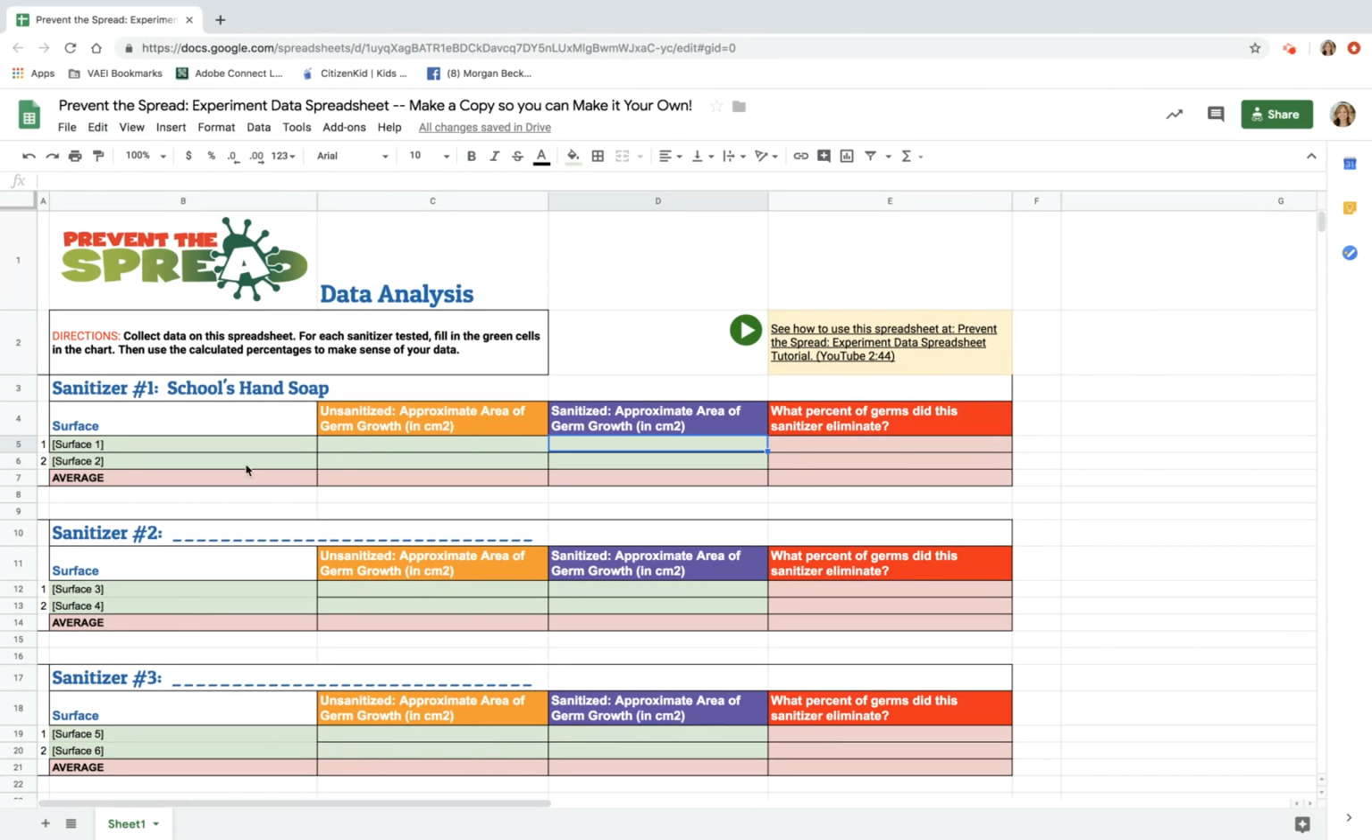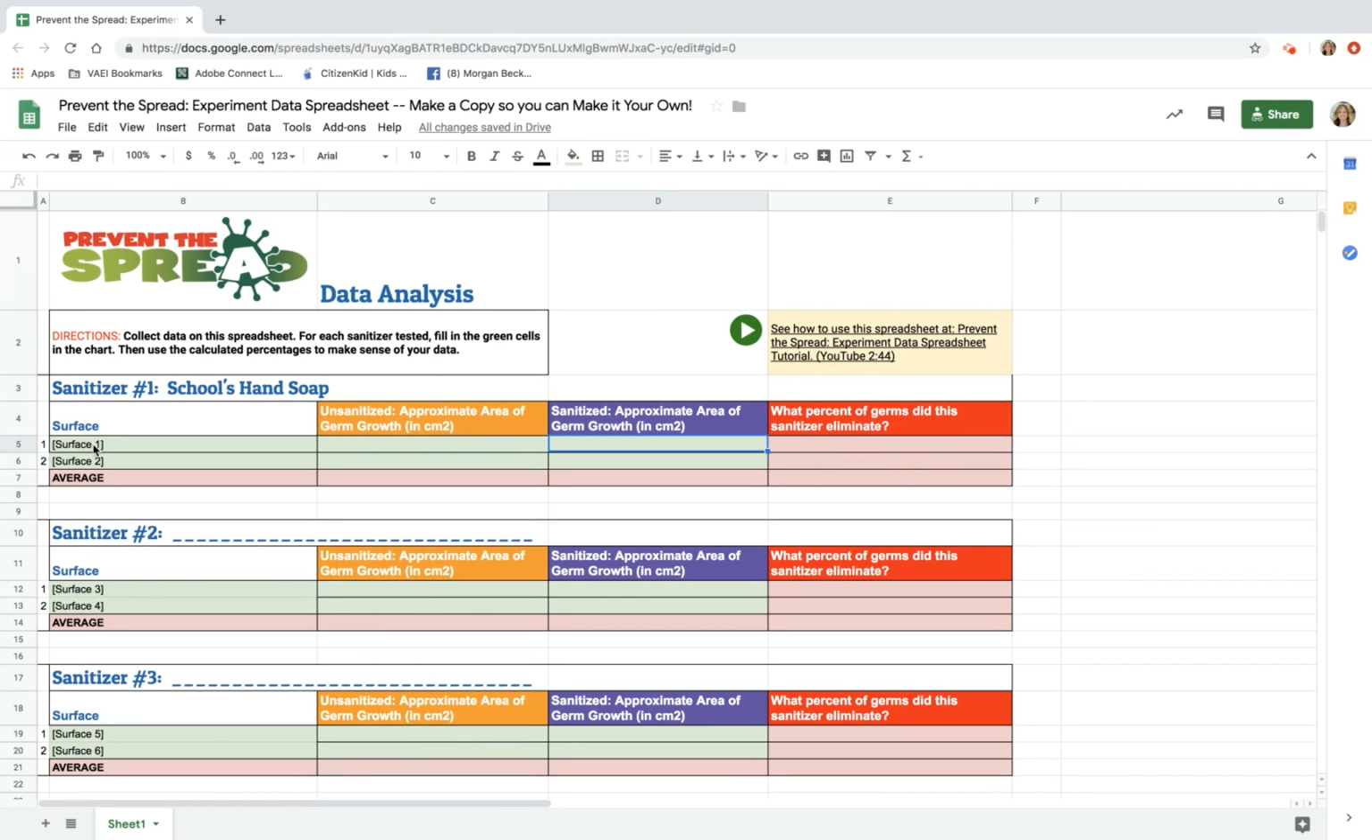Now, if we look at these green areas, this is where you're going to input the information. And if you look at the red areas, you don't need to put anything into that area because it's actually going to do the calculations there for us. So as we look over here, let's pretend that we are using the school's hand soap. That would go here as stated.